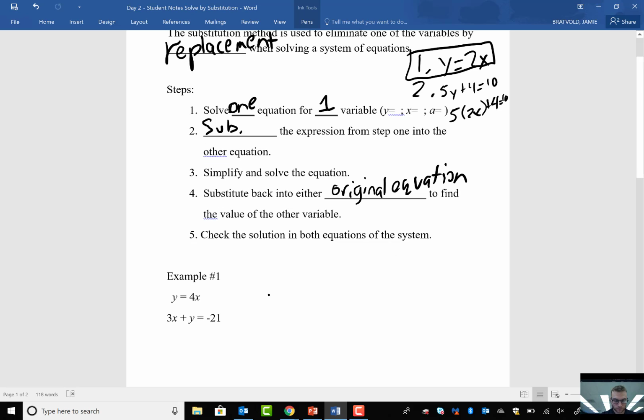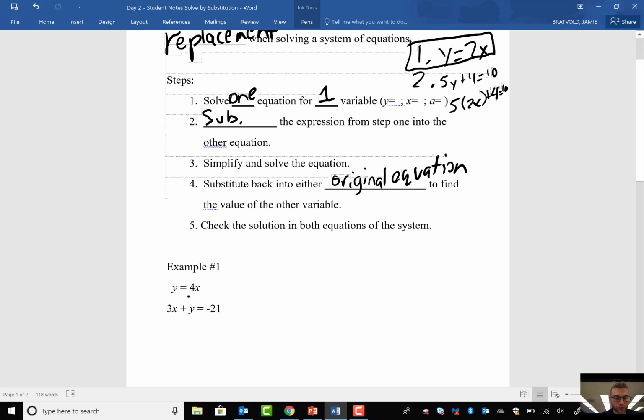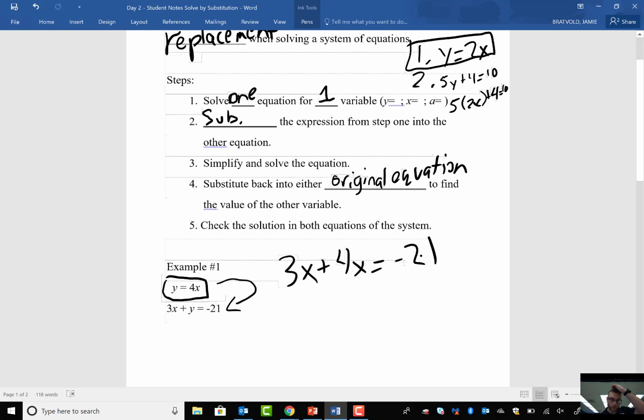Example 1, similar to the one I made up. We have y equals 4x and 3x plus y equals negative 21. Notice how this is solved for y. We have y equaling something, so all we're going to do is sub it into the other equation. We write 3x plus, instead of y, 4x equals negative 21. Now we just solve for this variable. We have like terms on the same side, so 3x plus 4x equals 7x, equals negative 21. I didn't change anything on that side, so I'm just going to leave it.